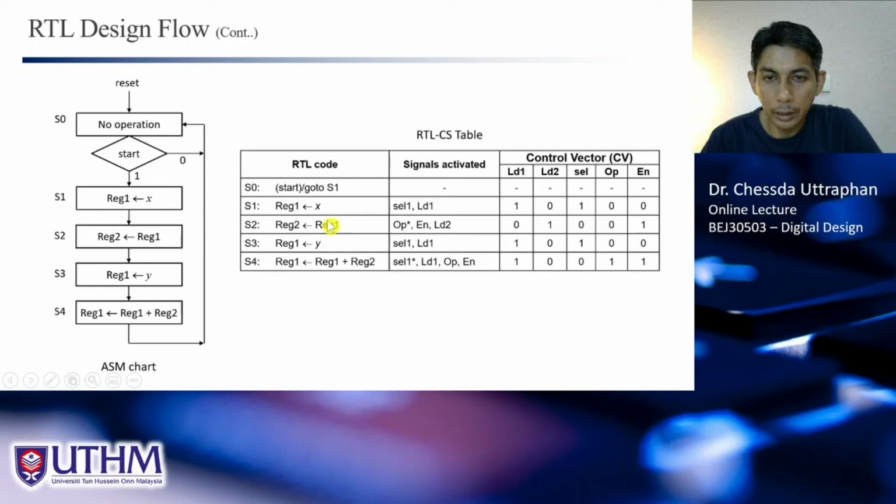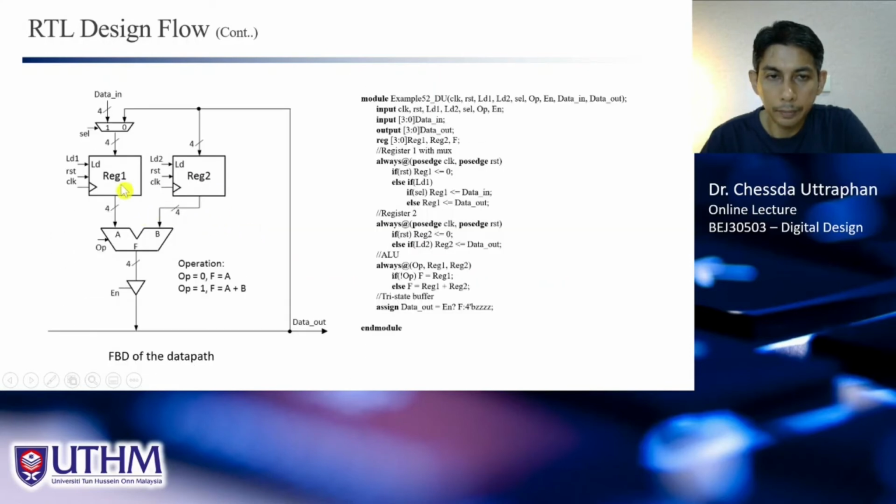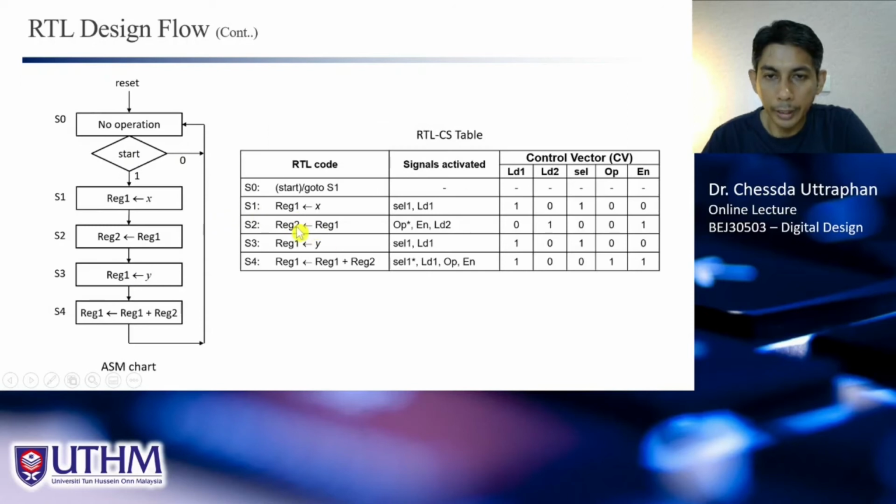And S2, what we want to do is transfer the content of rack 1 into rack 2. So to do that, we need to transfer the data here, go through this ALU, go through this bus, and go to rack 2. We need to set OP to 0 such that we can get the data from here to here. If OP equals 0, F equals A. And we need to enable this such that the data can pass to the bus. And to load the data into rack 2, we need to set LD2 equal to 1. So that is why for S2, the signal OP must be 0.